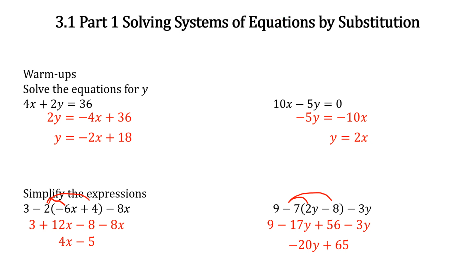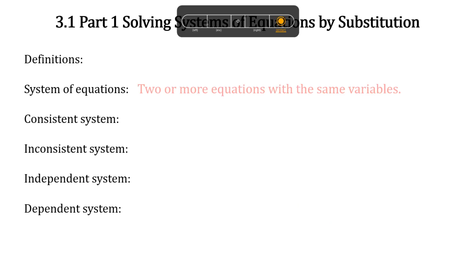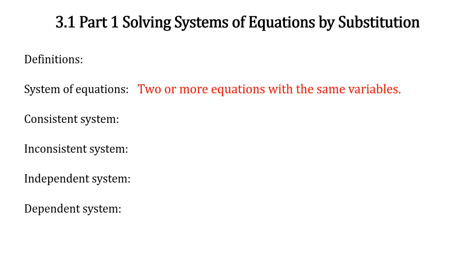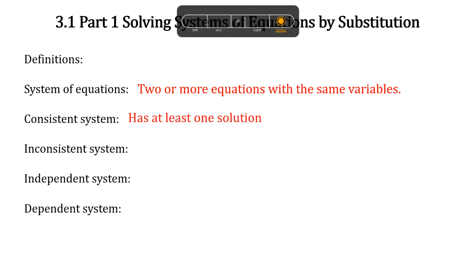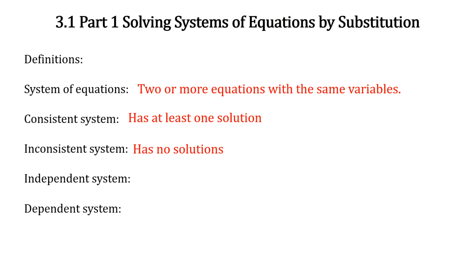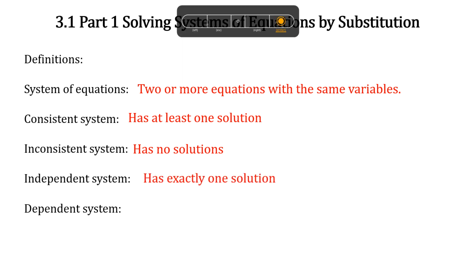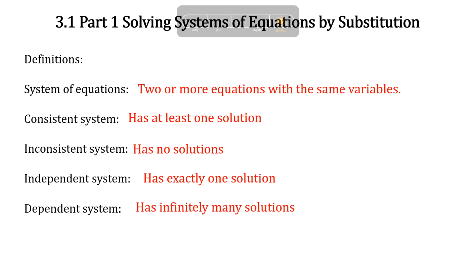Okay, so let's get into actually solving systems of equations. A system of equations is 2 or more equations with the same variables. A consistent system has at least one solution. An inconsistent system has no solutions. An independent system has exactly one solution, and a dependent system has infinitely many solutions. We'll talk about that as we get to it.